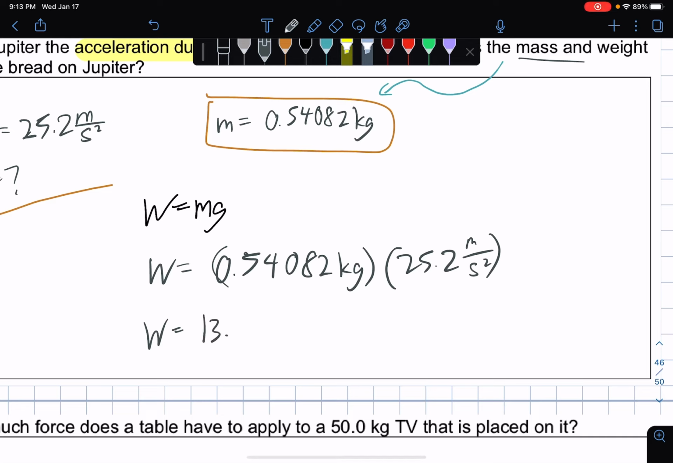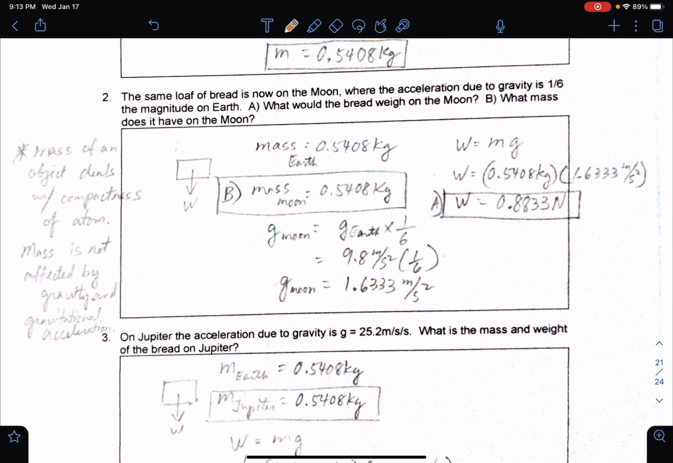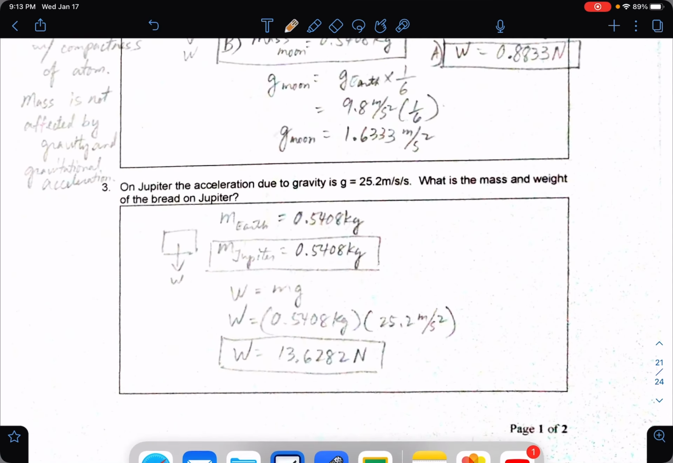So for the weight, it's 13.62866 newtons. Kilograms times meter per second squared is newtons. Let's see if the answer is correct. Okay, good.